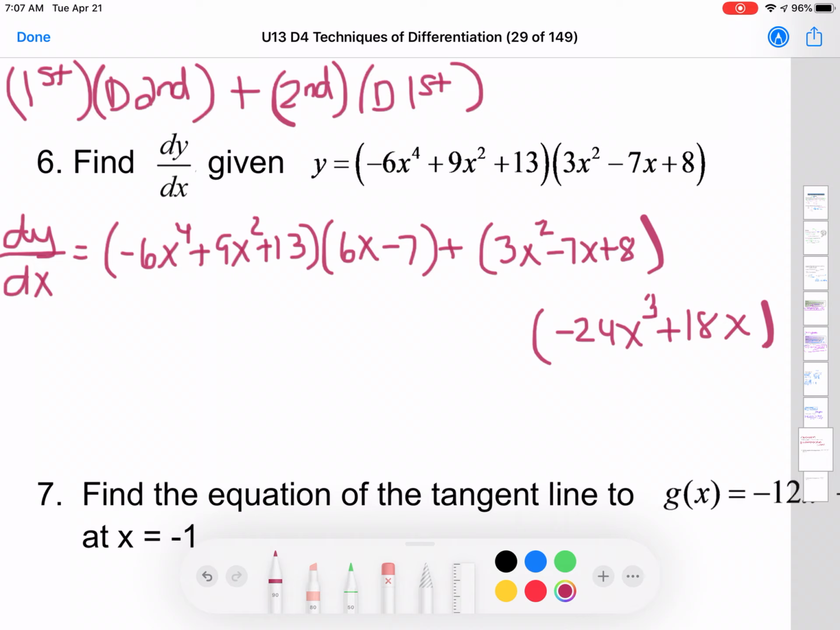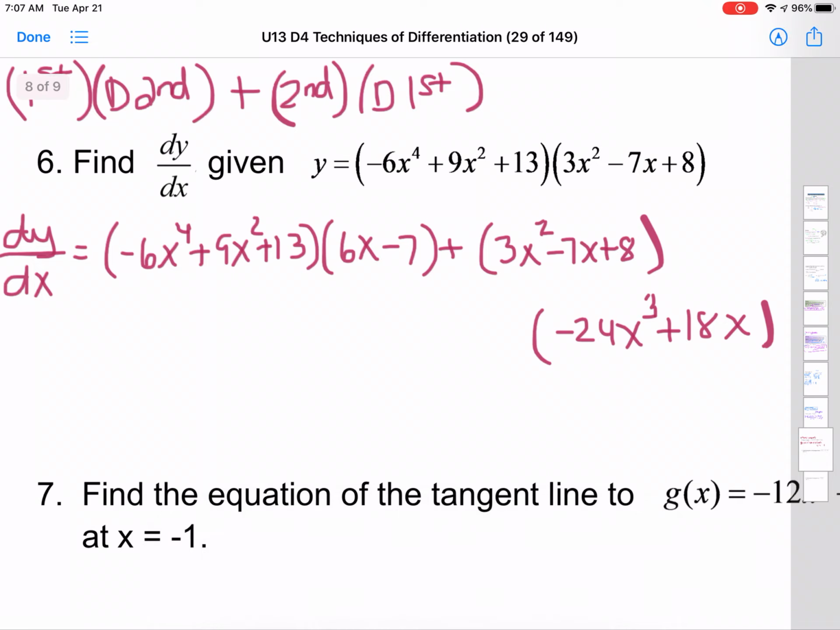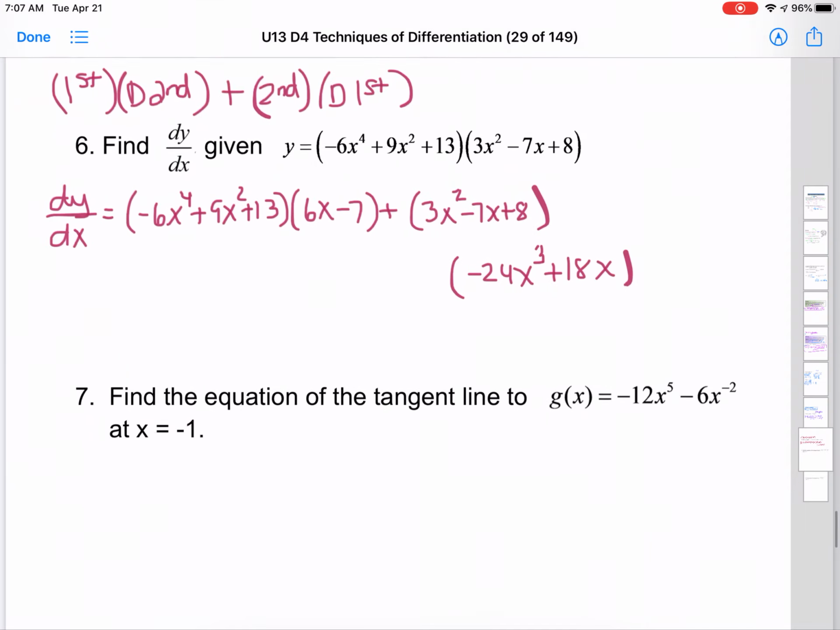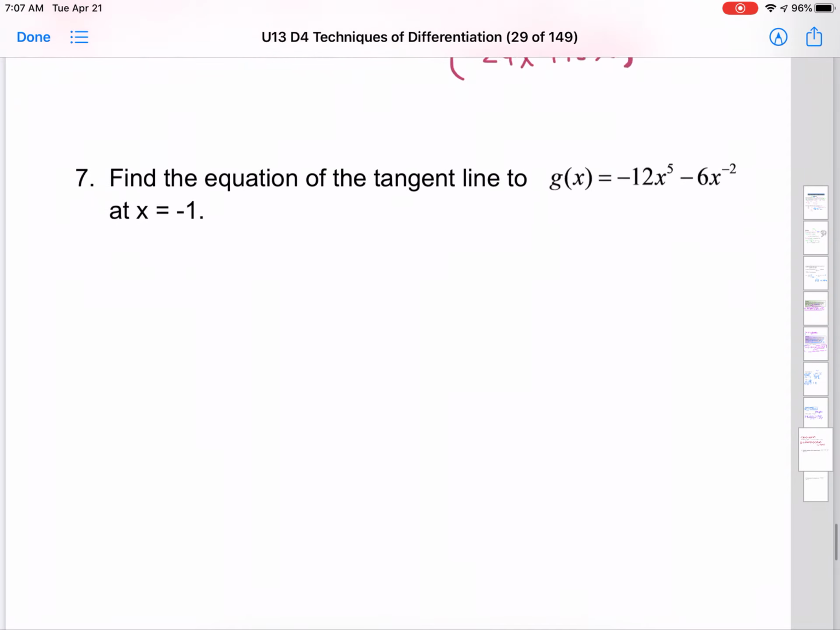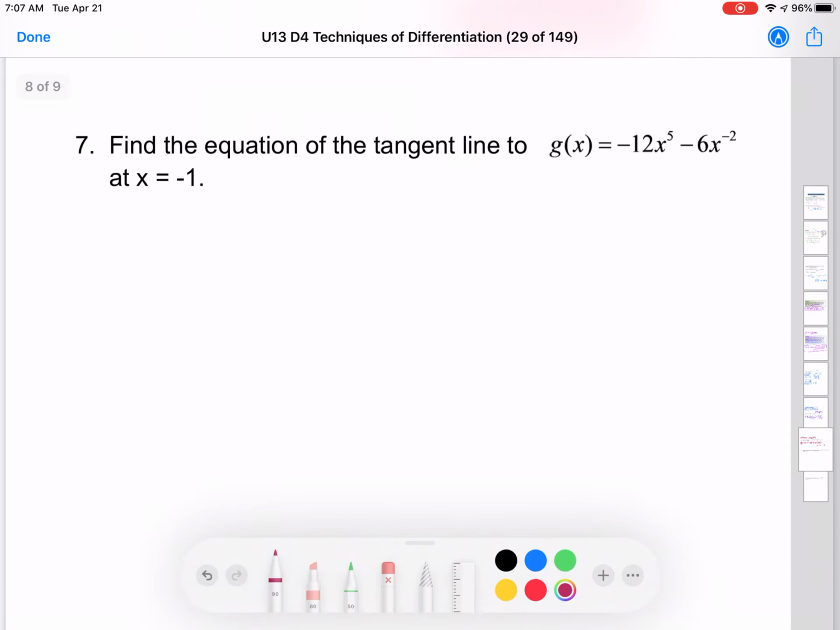Okay, a little bit of product rule. All right, so last part of today, let's just bring back in where I want you to write the equation of the tangent line as well. So remember, if I want you to write the equation of the tangent line, we're writing the equation of a line. So I'm just going to go over here off to the side.